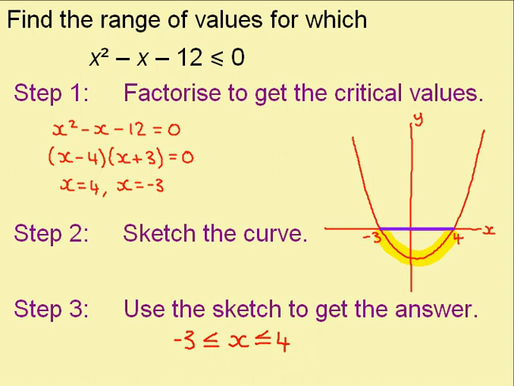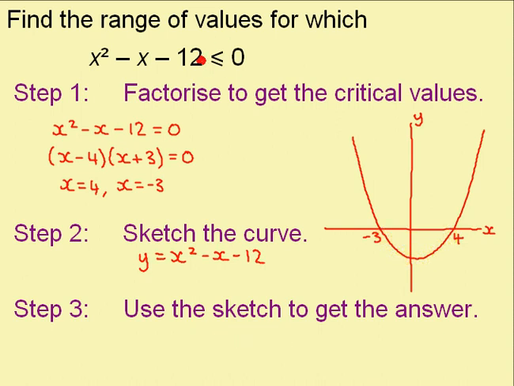So to review the whole process, first of all, I write this equal to 0 and then factorise it to find the two critical values. I then need to sketch the curve of y is equal to this, so that's x squared minus x minus 12 in this case. I make sure that I mark the two critical values onto the sketch. I then look at this symbol to see whether I want the portion of the graph that's below the x-axis or above the x-axis. For this particular one, I wanted the part below the x-axis. I then use this to write down my final answer.